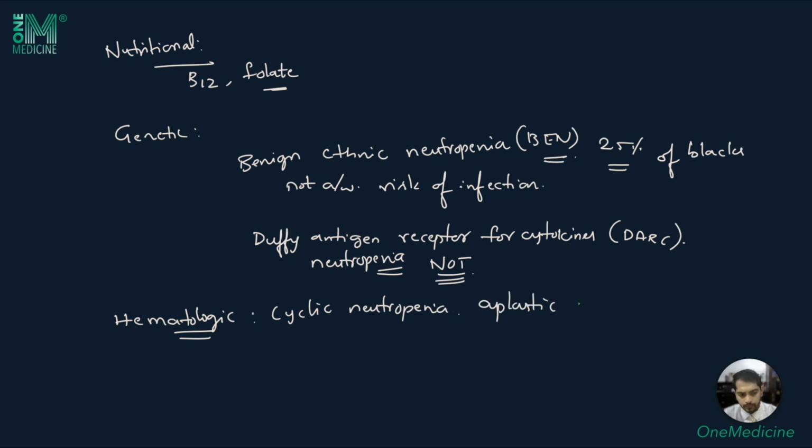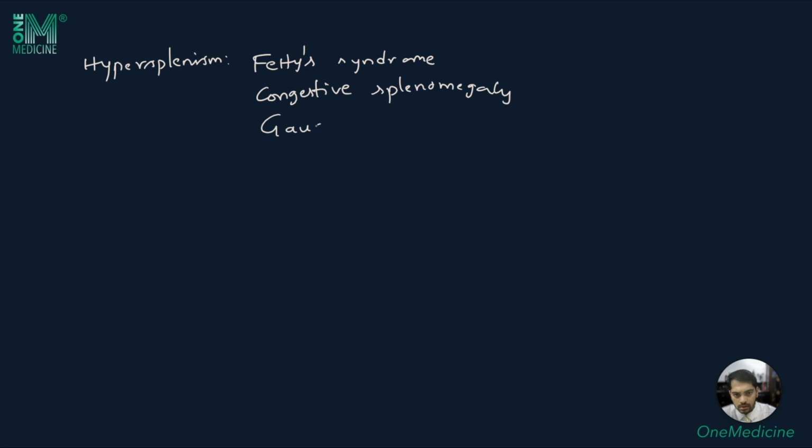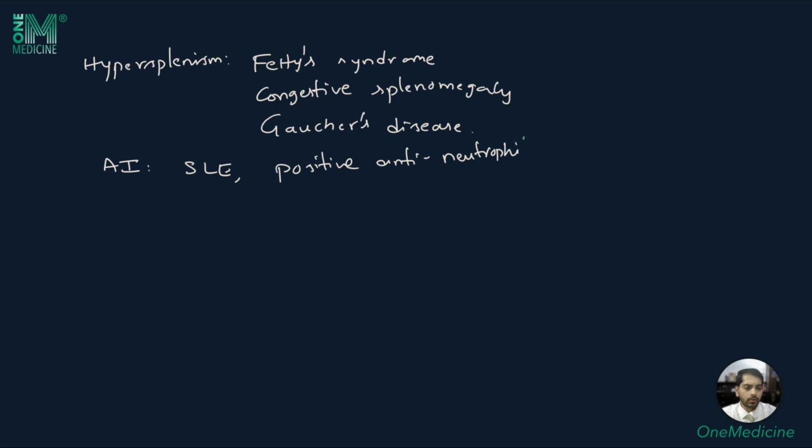Other conditions include hematological conditions: cyclic neutropenia, aplastic anemia, bone marrow infiltration, Chediak-Higashi syndrome, hypersplenism, such as Felty syndrome, congestive splenomegaly, Gaucher's disease can also cause neutropenia. Autoimmune conditions such as SLE, with positive anti-neutrophil antibodies, can also cause neutropenia.